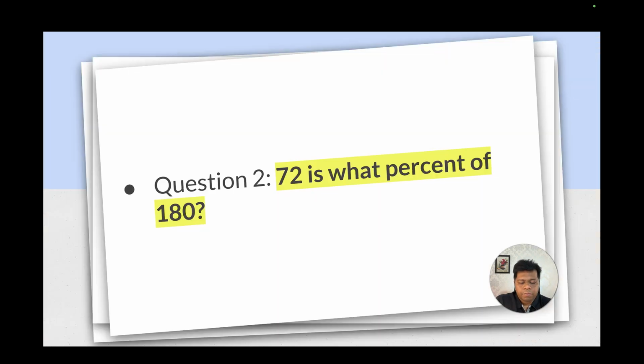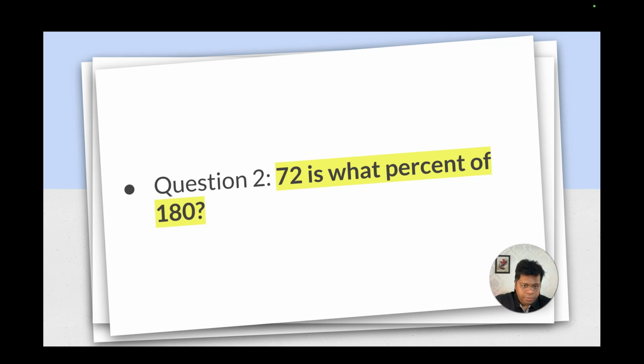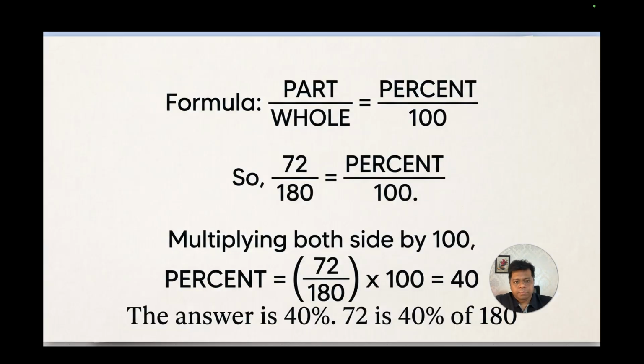Let's take question 2. 72 is what percent of 180? Here we need to find out the percent. Part is 72, whole is 180. Again check the question: 72 is what percent of 180? We need to find out the percent. Multiplying both sides with 100, percent equals 72 by 180 times 100, 40. So the answer is 40%. 72 is 40% of 180.